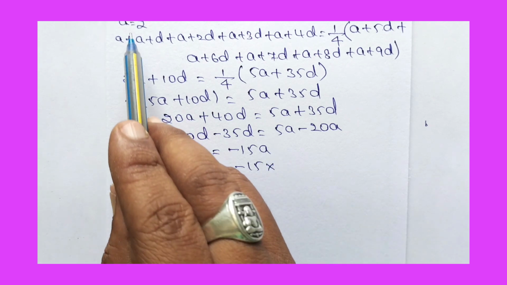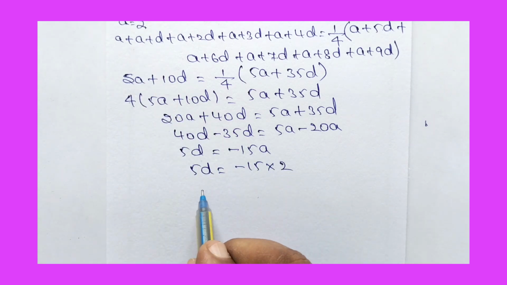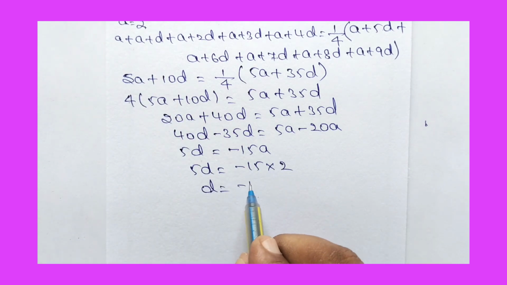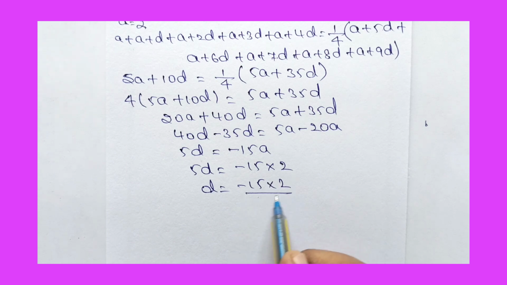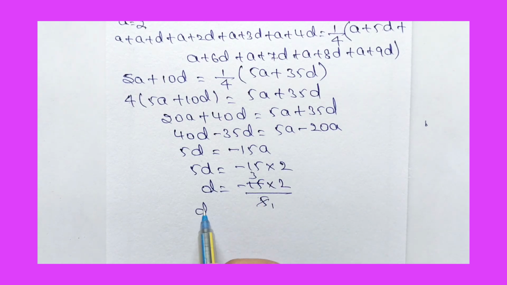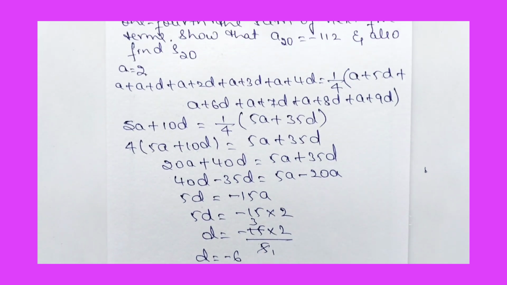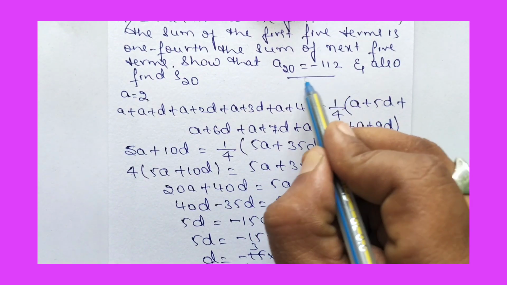He has given the value of a as 2. So substituting a as 2, d is equal to minus 15 into 2 divided by 5. 5 ones are 5, 5 threes are 15, so d is equal to 2 threes are minus 6. The value of d is minus 6. Now that we know a and d, now we have to find out a20.